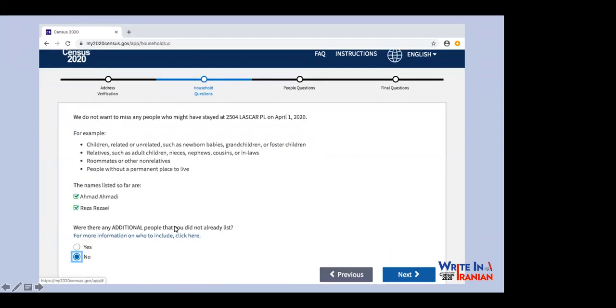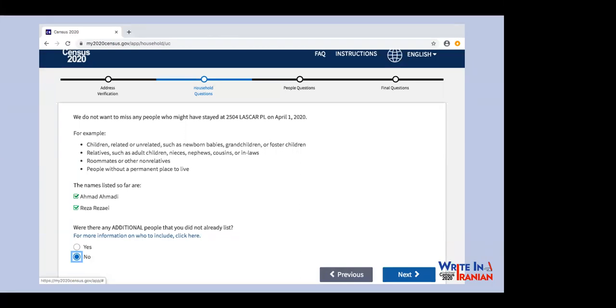Next slide. This again shows how important it is for the Census Bureau to count every person living in your household. They even state that. They say, we do not want to miss any people who might have stayed at your residence on April 1st, 2020. And they give you examples. So children, not necessarily yours, it could be foster children, newborn babies. If your baby is born on March 31st, 2020, you need to put that baby's name in there, in that household, number of household in that census questionnaire.